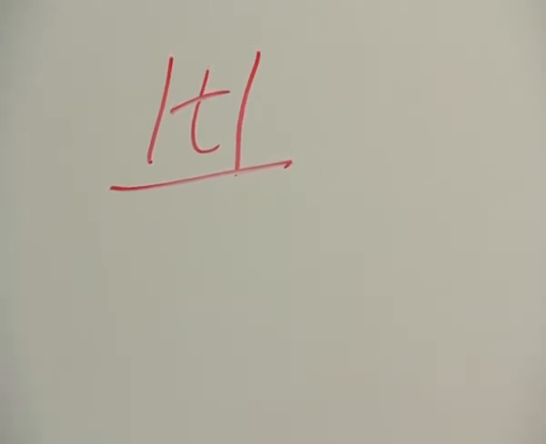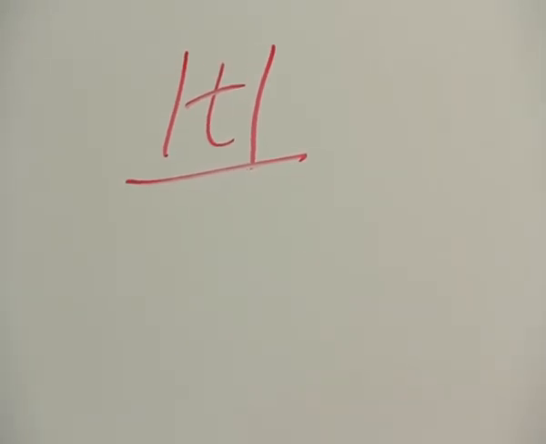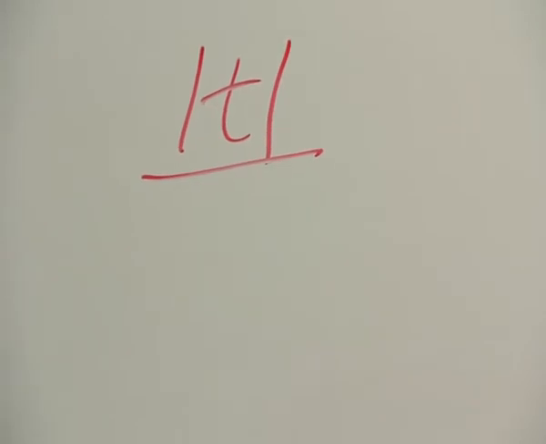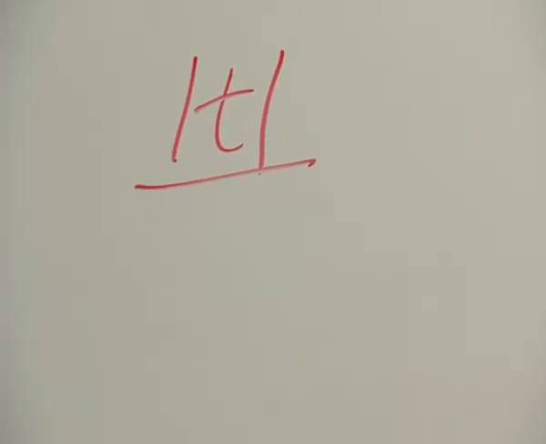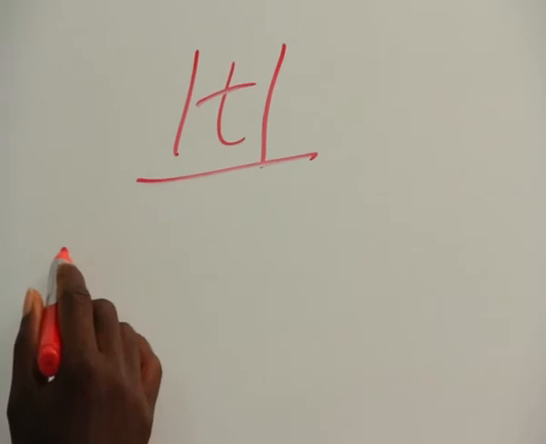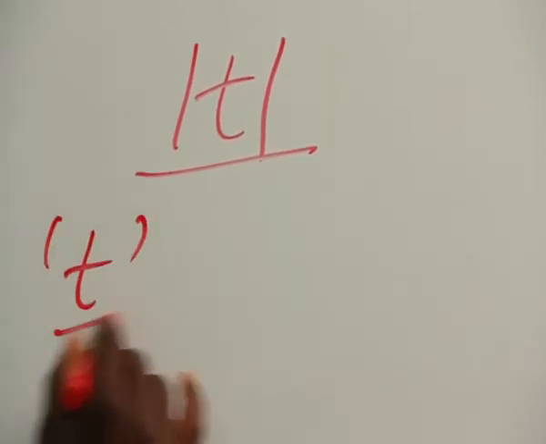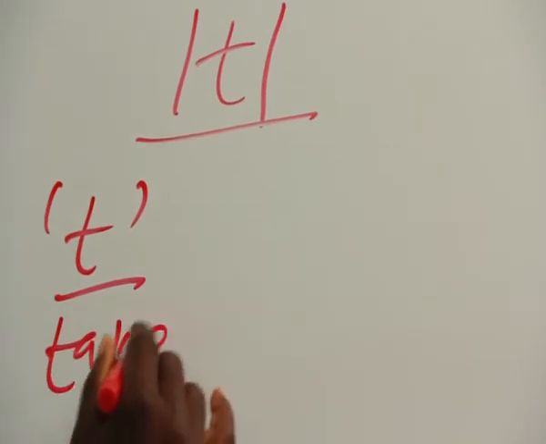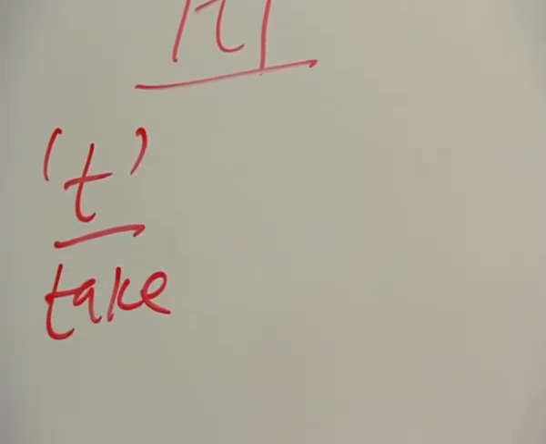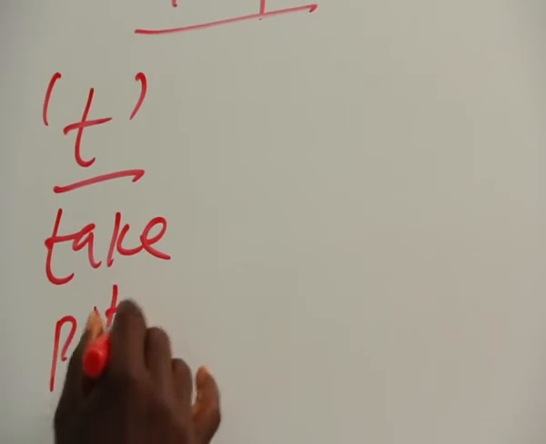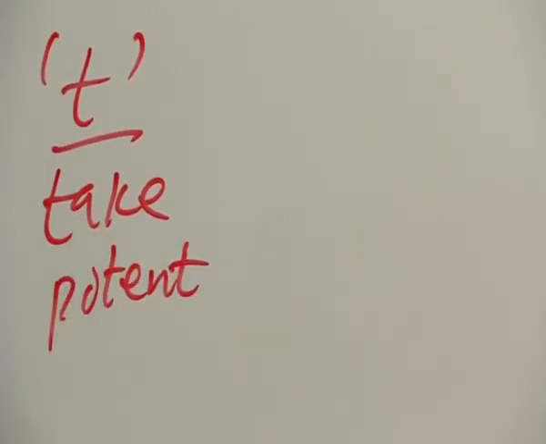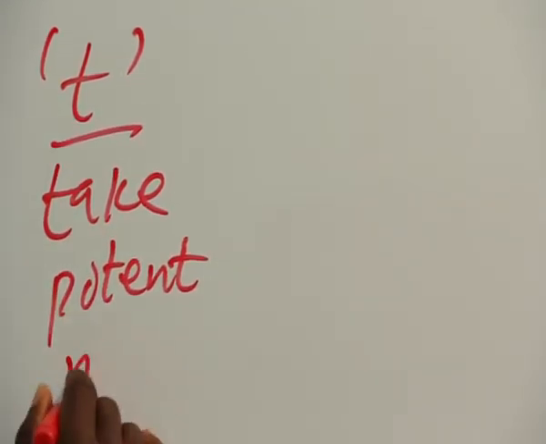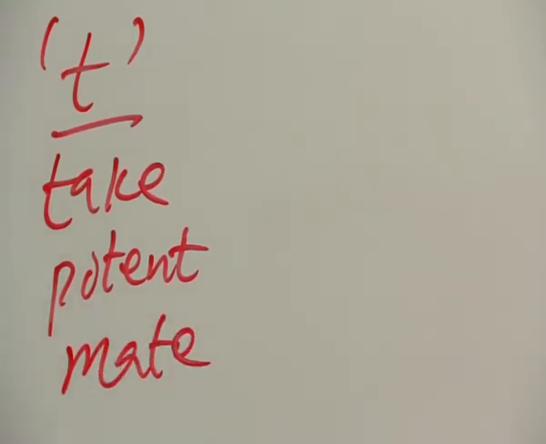So, how is this consonant spelled? The first spelling we'll have here is letter T. That's the first one we're going to take. Letter T spelled as T, such as in the example, take, we'll have potent, where it appears in the middle as well as end, and then we'll have mate, where it appears in the end only.